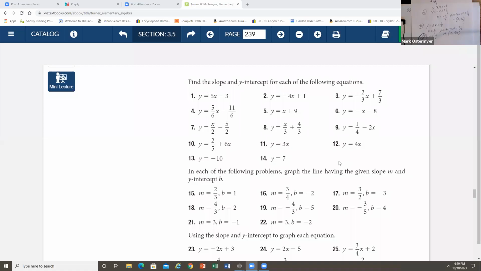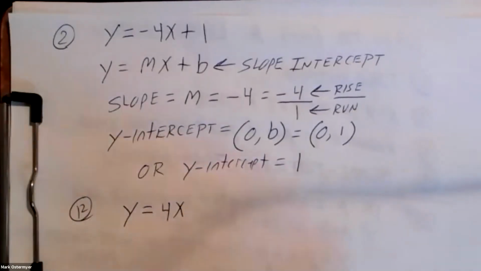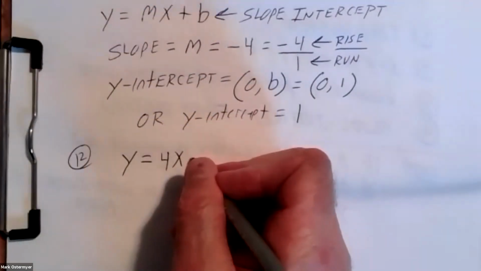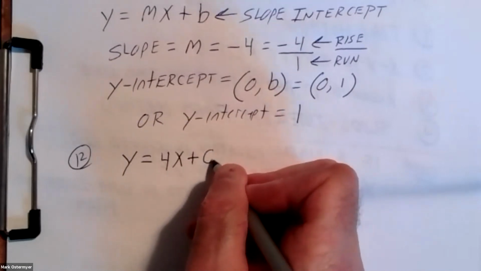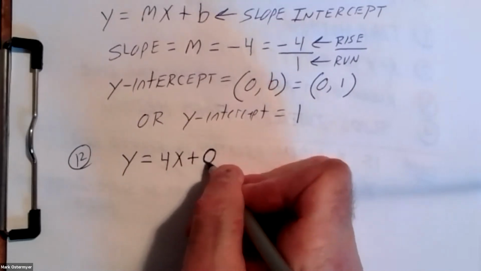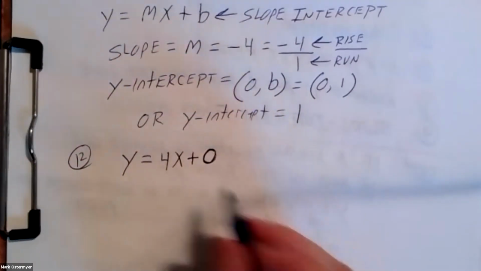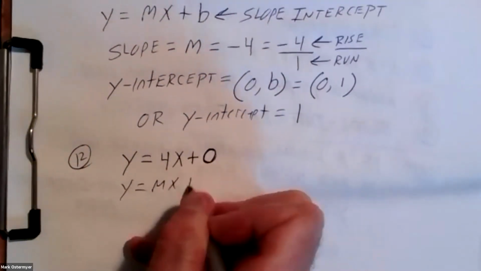Number 14, what's going on with this one? Before number 14, let's do number 12. Y is equal to 4x. Is that equation number 12 in slope-intercept form? Y equals 4x? Well, it is. It's just that the y-intercept happens to be what? What's the y-intercept? 0. So this equation is in slope-intercept form.